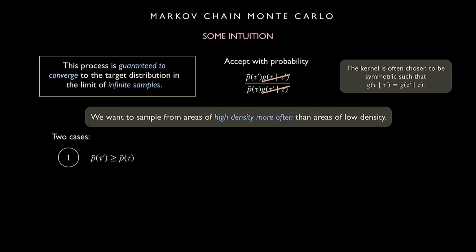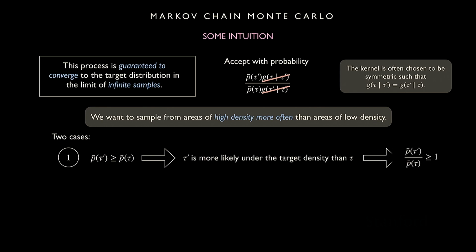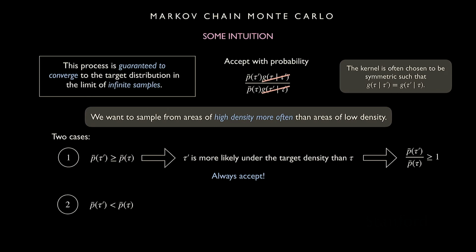So there's two cases here. The first case is that the target density evaluated at our proposed new sample is greater than the target density evaluated at our current sample. So in this case, tau prime is more likely under the target density than the tau that we're currently at. And that's going to make this fraction greater than or equal to 1. So we're going to accept with probability greater than or equal to 1, or in other words, we're always going to accept that sample. So every time we get a new proposed sample that has higher likelihood than the one we're currently at, we're always going to accept it. Now the other case is that the new sample has a lower target density than our current one.